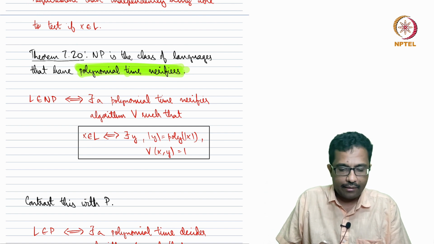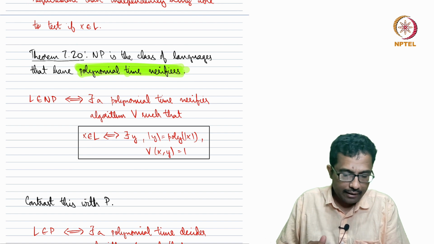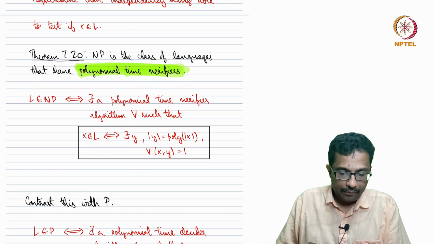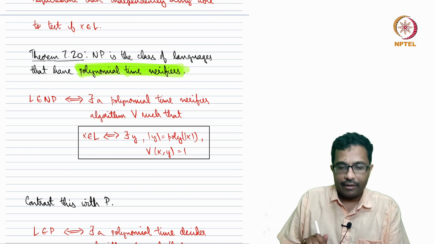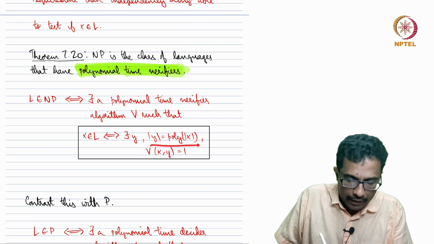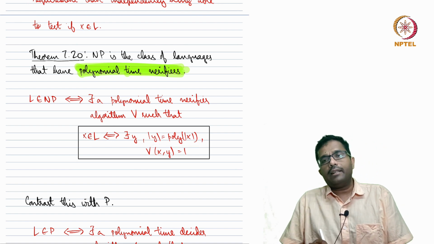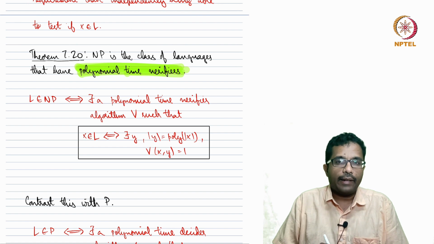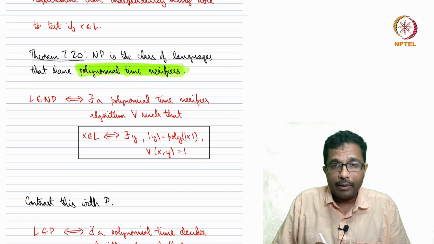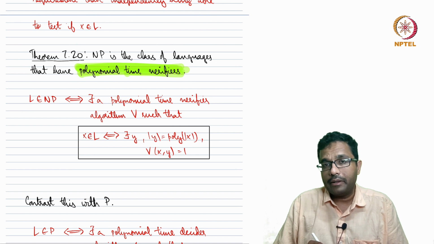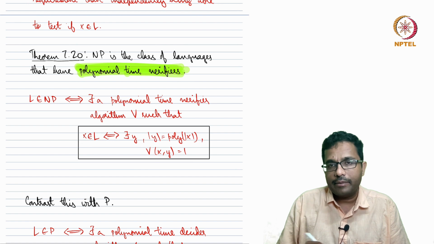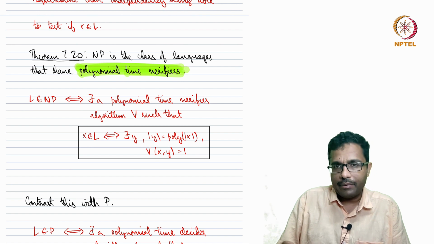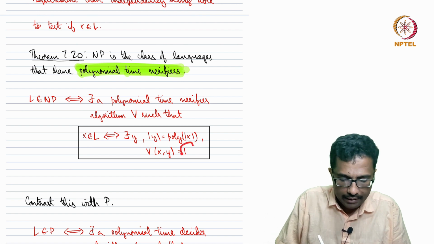And what property do we want the verifier to satisfy? For any x that is in L, there should be a y which can be verified polynomially by the verifier, meaning the length of y should be polynomial in the length of x, and V should also be a polynomial time verifier, meaning a polynomial time deterministic Turing machine that outputs 1 when x is in the language. So 1 is like accept as against 0, right? Think of this 1 as a Boolean output.